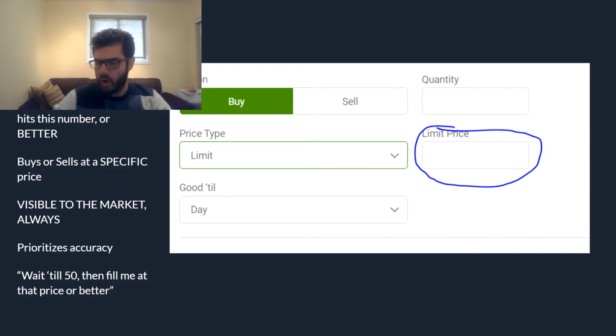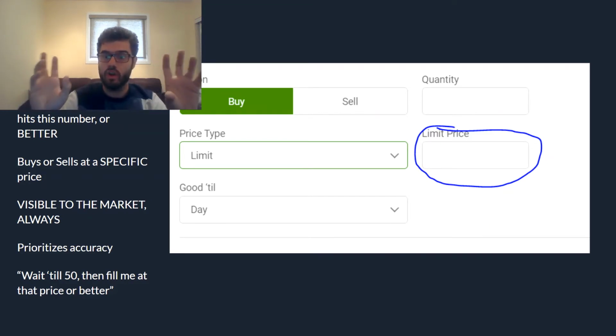Let's say you want to buy at $50, and it is now 53. The stock came crashing down, you know, Trump tweeted something or some crazy market fluctuation. It'll go down all the way to 50, okay? And that's when it's going to start filling you. That's the keyword, start filling you.